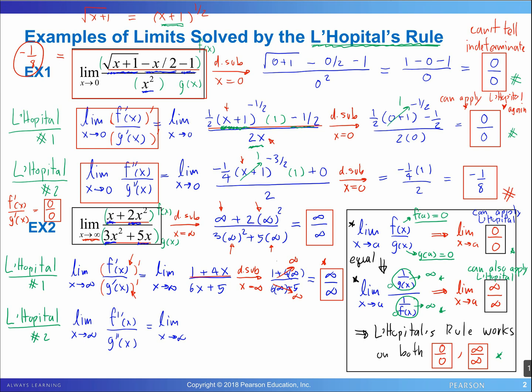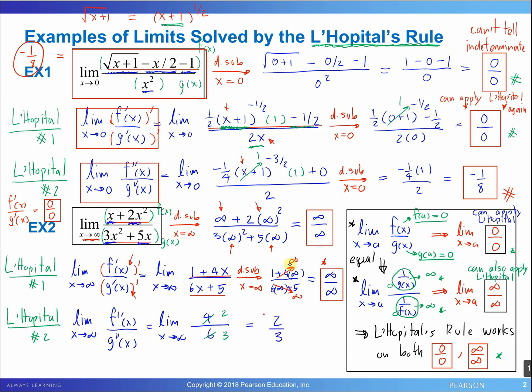1 plus 4x. Diff 1, it goes to 0, so nothing at the front. Now we diff 4x, we get 4. Divided by, now we need to diff these terms. 6x plus 5. You diff 6x, you get 6. You diff 5, it goes to 0. Now let's cancel these two. This becomes 2 and this becomes 3. Which means that this limit is equal to 2 over 3.